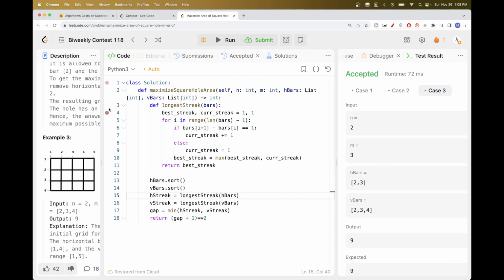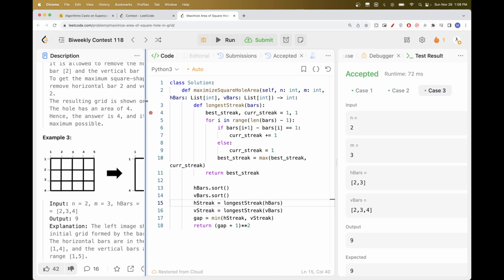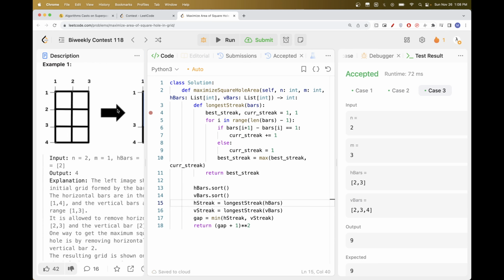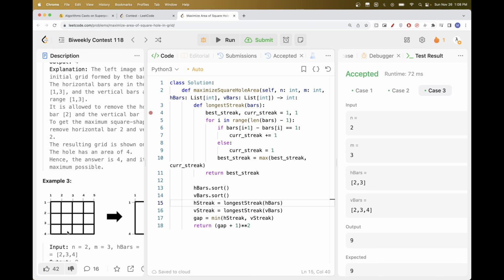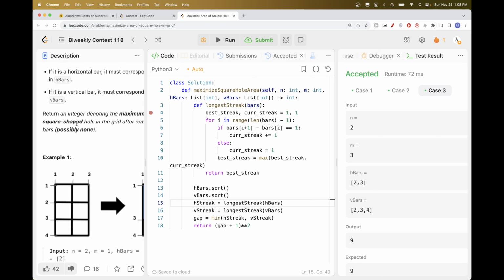Okay, so the main things that you need to understand for this problem are that you are actually removing the bars, and the fact that you need a square, so you need the two sides, the gaps for the horizontal and vertical, to be equal, and so you need to take the min of the streak between the two, right? So that's the main idea here. Yeah, so that's pretty much it for this solution.